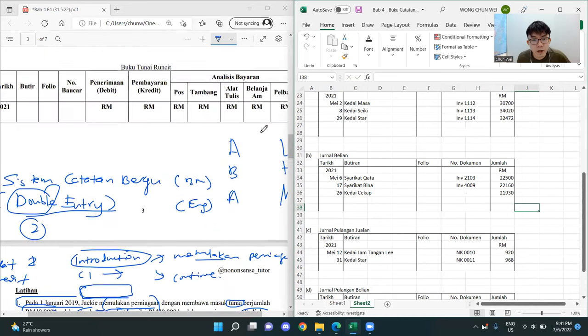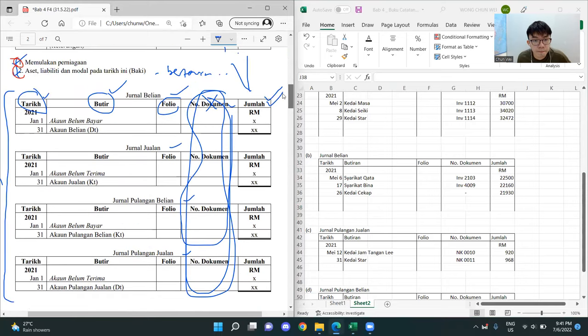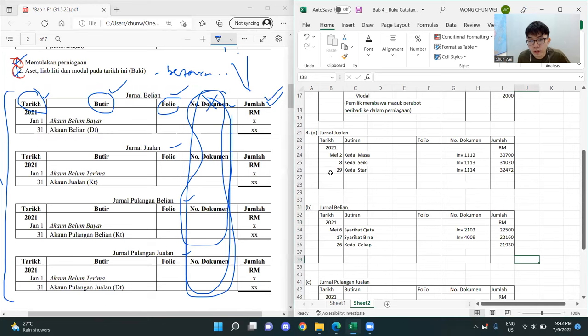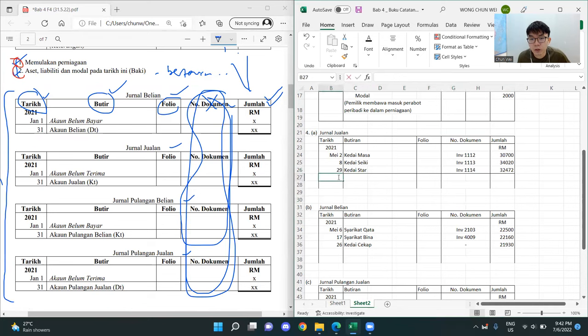Right, and after that we need to close. So always remember there's a closing there. So here after all this, then you draw a line. You can close it one by one. Now May. What is the last date for May? May got 31 days. Therefore, the last date will be 31st for May. And so here, this is a jurnal jualan, right? Therefore, here you write account jualan. If it is a jurnal belian, then you write account belian.